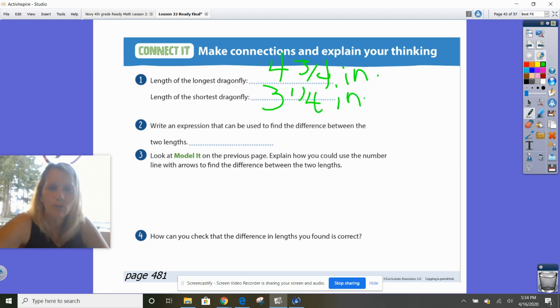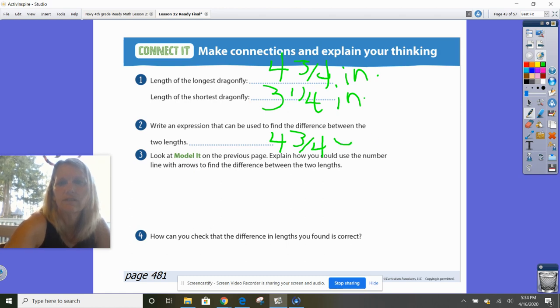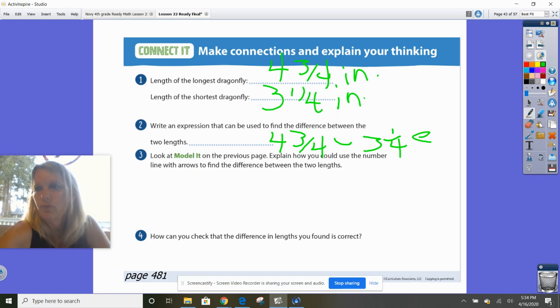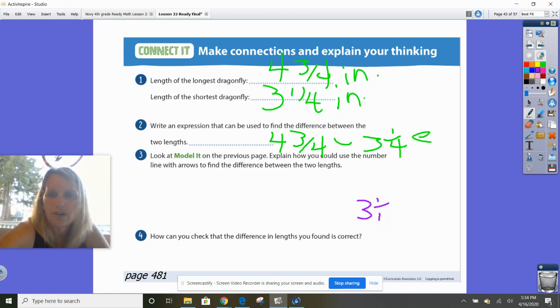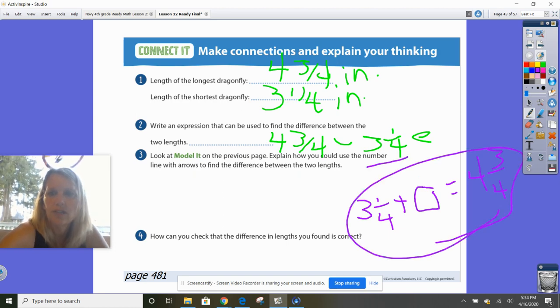Write an expression, which is a math sentence that can be used to find the difference between the two. Well, let's just put our subtraction sentence. And we could have put, if you're thinking more like the last one we just did, you could do 3 1/4 plus what equals 4 3/4. That's another math equation that also works. So this one plus what gets you there.